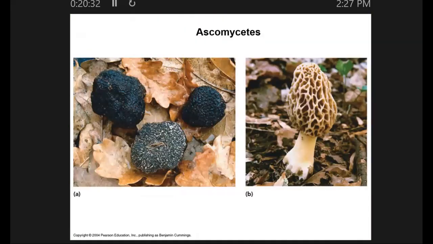Ascomycetes, you're probably most familiar with some classic examples of ascomycetes. On the left, you're seeing truffles, truffle fruiting bodies. Okay, these actually stay underground. They never come up out of the surface of the soil. These are the ones that historically they used pigs to find. They trained pigs to sniff them out because apparently truffles give off an odor that smells like a female pig in heat. So they used male pigs to go find these, and they would dig them up.